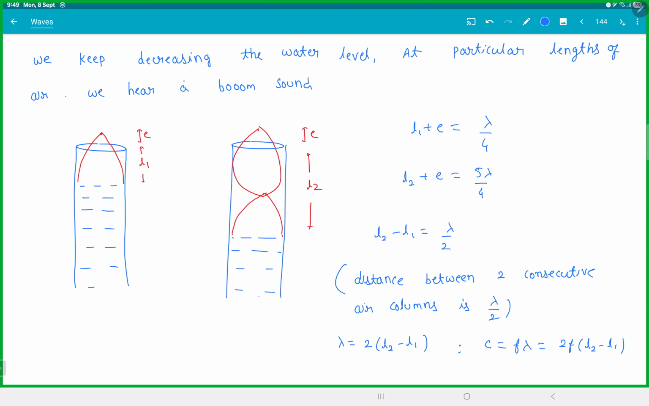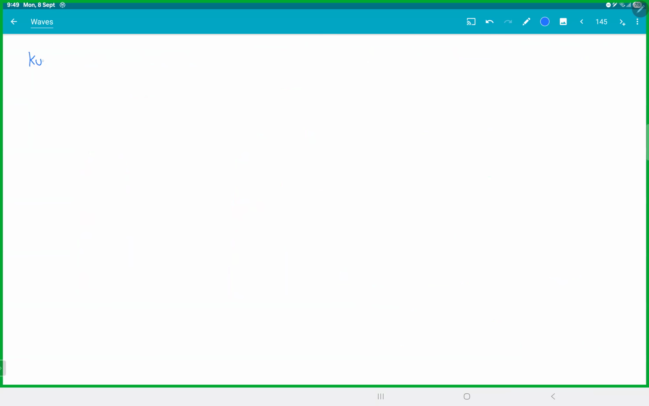Then the second experiment is Kundt's tube. This is also an experiment to find the speed of sound using stationary waves.